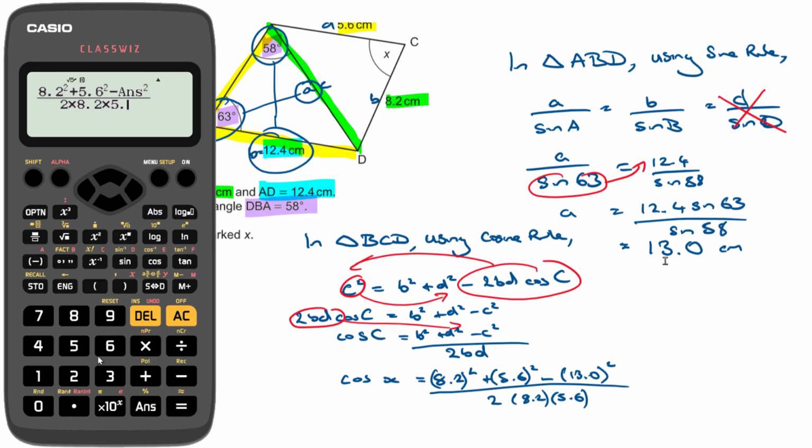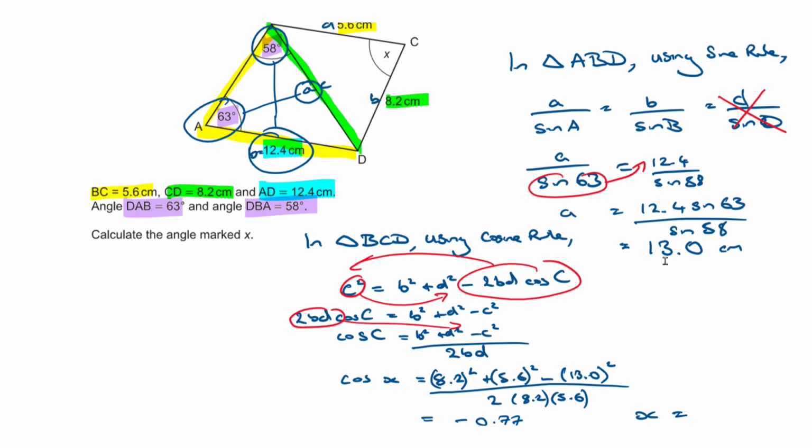Okay. Now that comes out to be a fractional answer, but remember, it's negative as well. Minus 0.77. But remember, we're going to be using the inverse cosine of that. So shift cos answer. That comes out to be 140.7. I'm going to round that up to 141 degrees. So x equals 141 degrees.